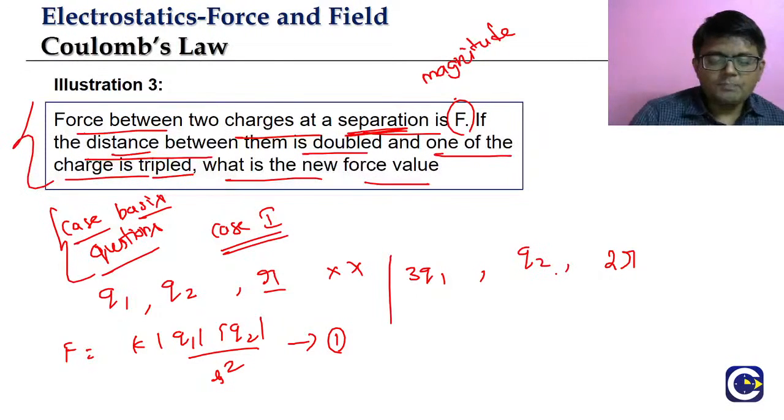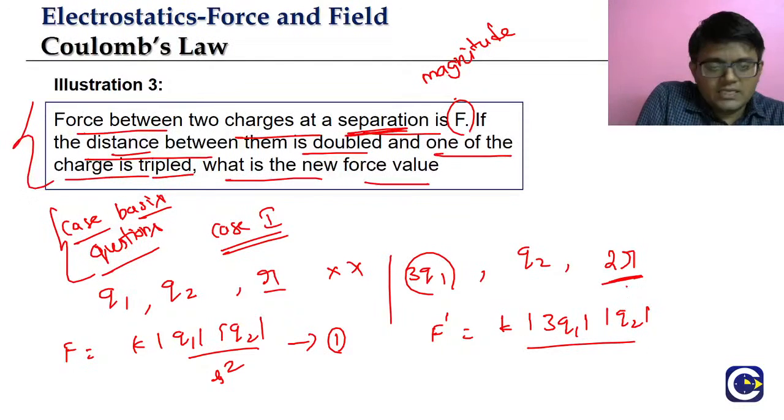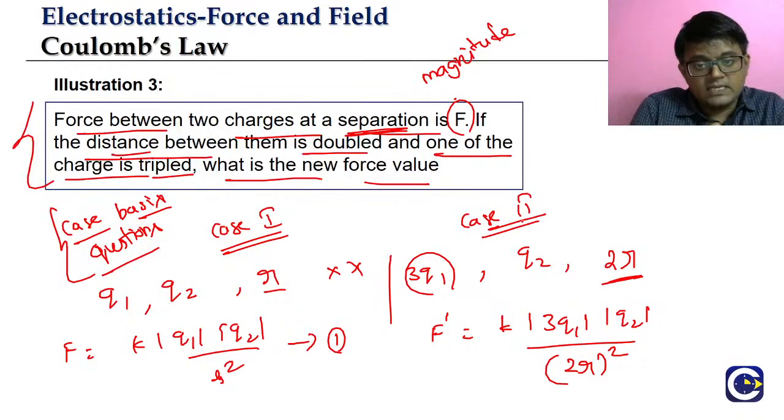Okay, so இப்போ force என்ன வரும் பாருங்க, f dash ன்னு சொல்லலாம். So what is it going to be, k into modulus of 3q1 into modulus of q2 divided by the distance 2r, so distance square. புரியுதா? So we have to look at what are the charge values in case 2, and what is the distance in case 2. அதிலிருந்து we are putting that expression for the force. The second case la what is the expression for the force.